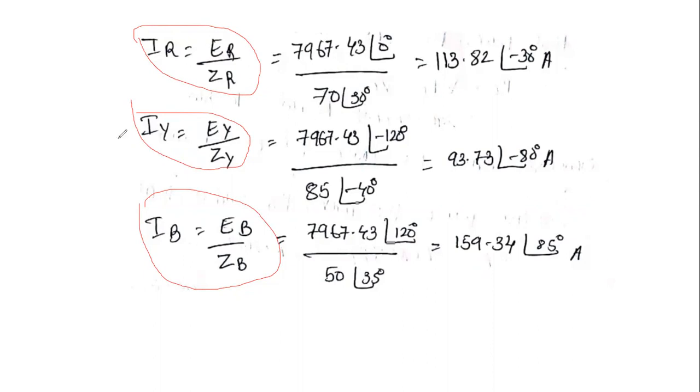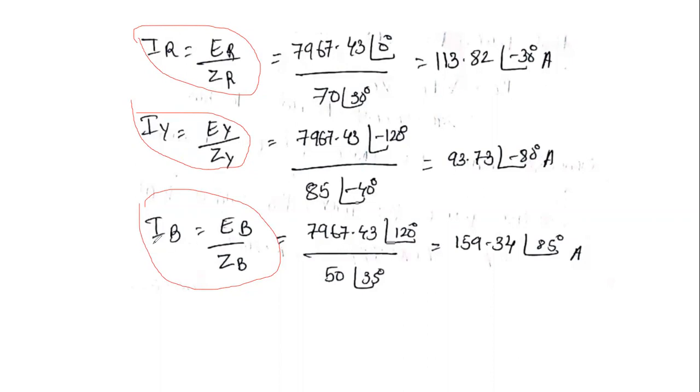Similarly, we calculate the IY. IY is equal to EY by ZY. What is the value for EY? 7967.43 at an angle of minus 120 degrees, divided by 85 at an angle of minus 40 degrees. That is equal to 93.73 at an angle of minus 80 degrees amperes.